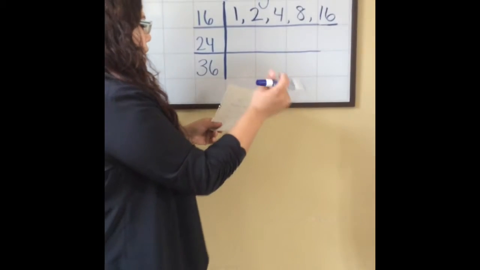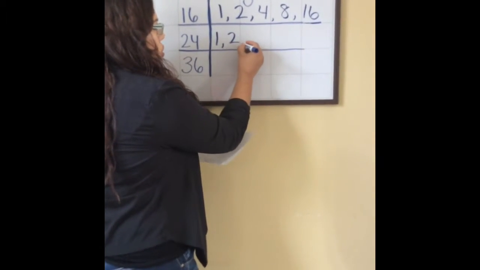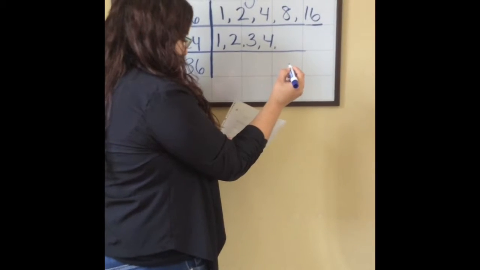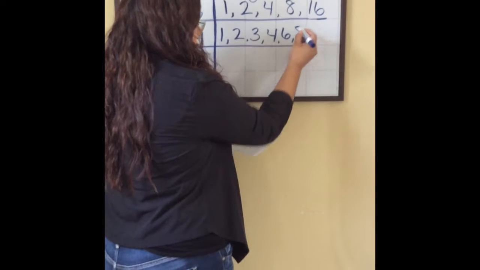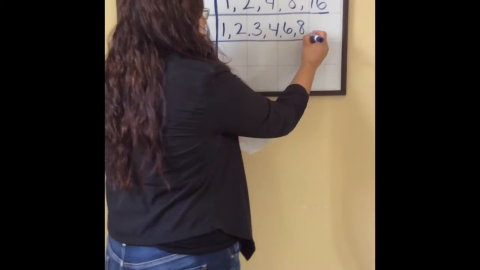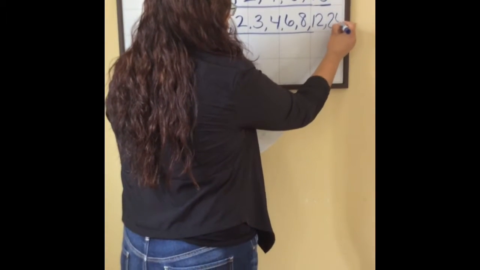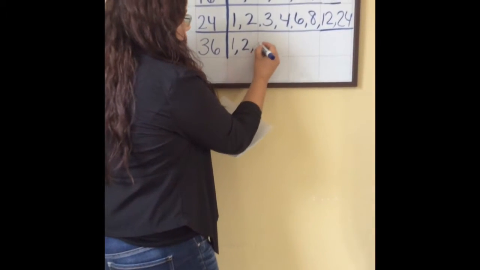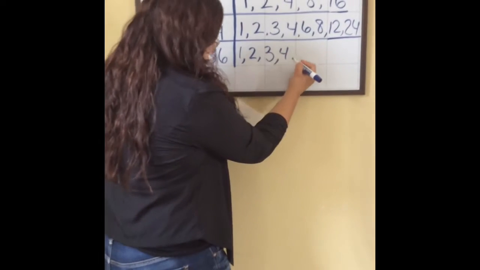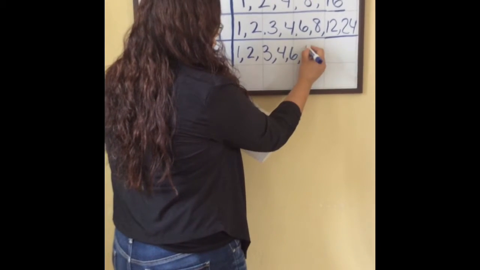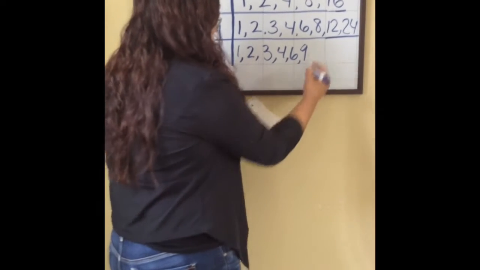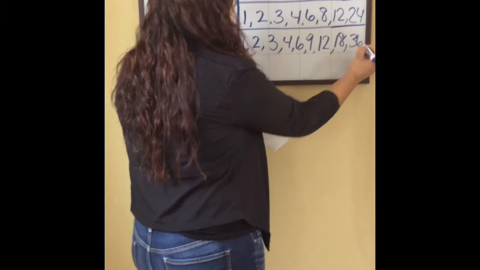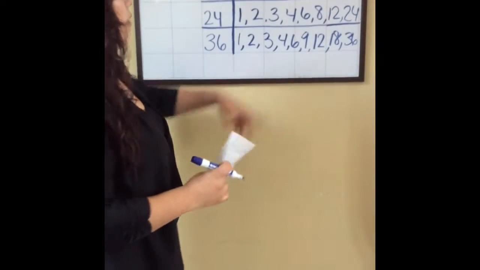Now for 24, we have 1, 2, 3, 4, 6, 8, 12, and 24. And for 36, we have 1, 2, 3, 4, 6, 9, 12, 18, and 36. And now we're just going to circle the ones they have in common.